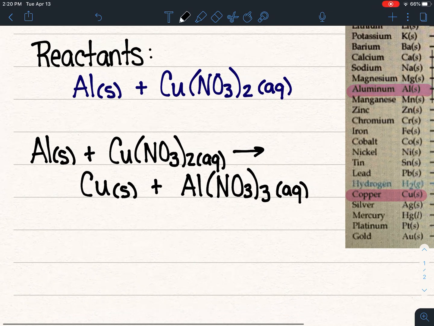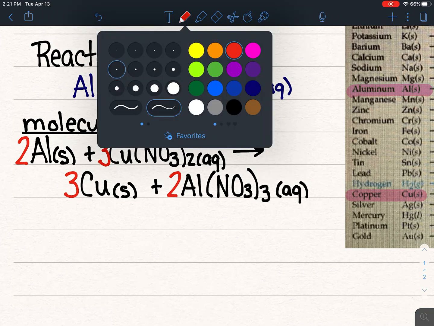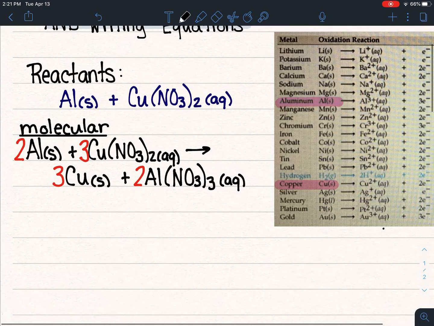What we're doing right now is writing out the molecular equation. This is the equation you are used to writing. The next step is just to go ahead and balance that. Looking at that, I have 2 nitrates on my reactant side, but 3 on my product side. So I'm going to put a 3 in front of the Cu(NO3)2 and then a 2 in front of the Al(NO3)3, and then I'll balance out my aluminums and my copper. Now that's the molecular equation, and that is what we are used to working with.